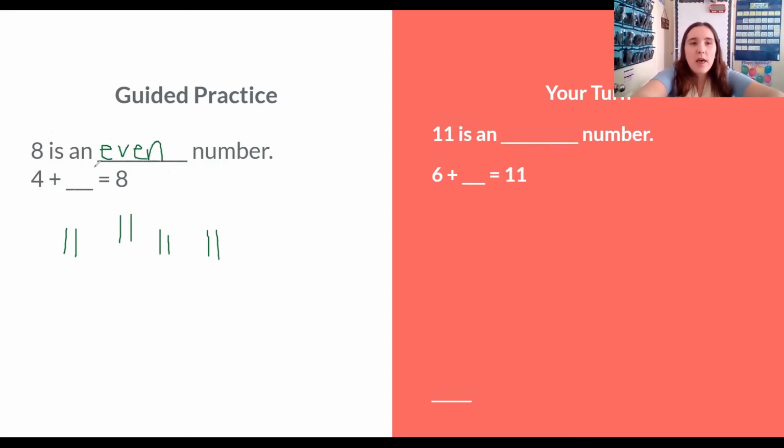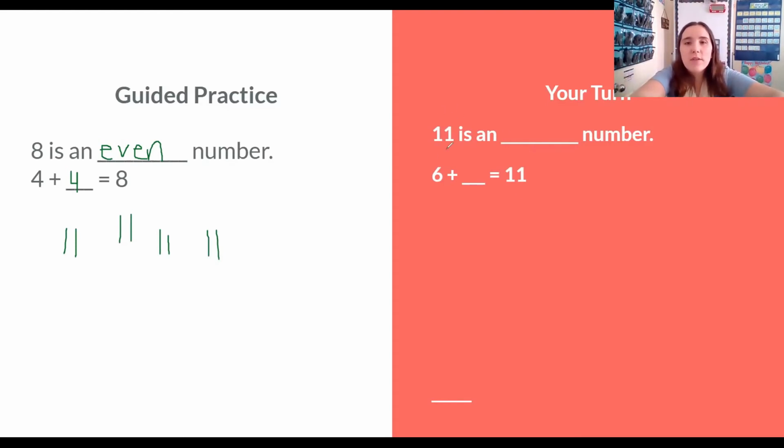I can also see that 4 plus 4, so 2 plus 2 is 4, and 2 plus 2 is 4. So 4 plus 4 equals 8. My even numbers can be split in two addends that are the same number. So 10 is even, which is 5 plus 5. 12 is even, which is 6 plus 6. Okay, so try it over here.